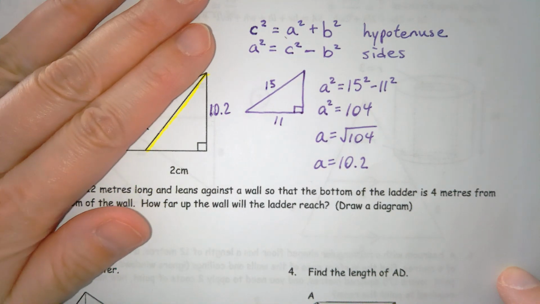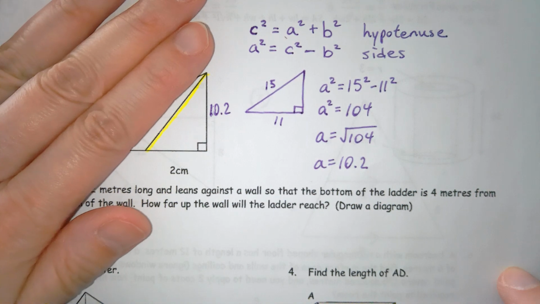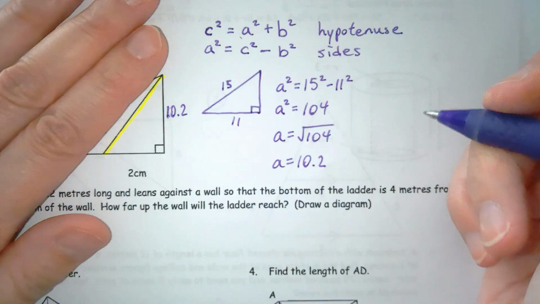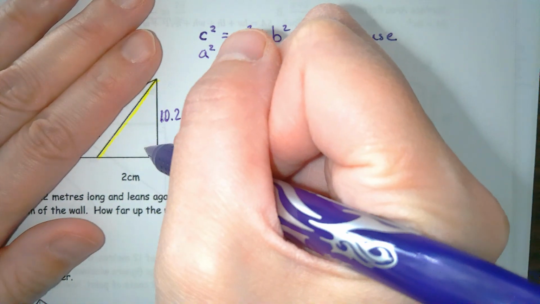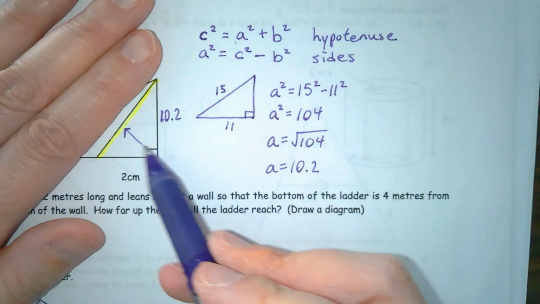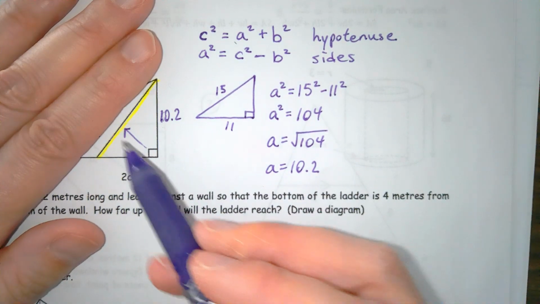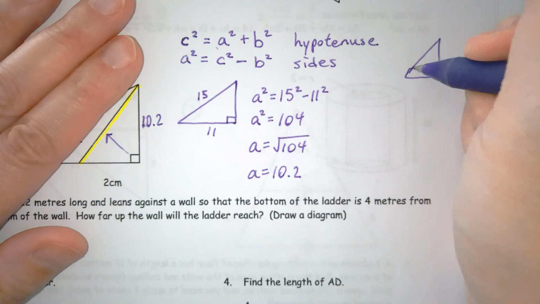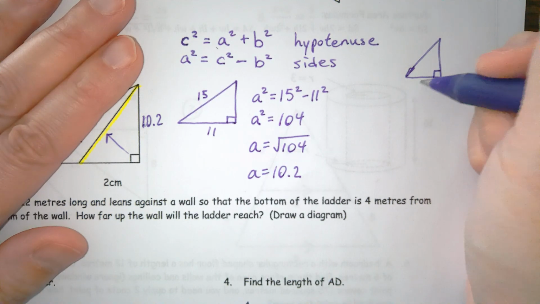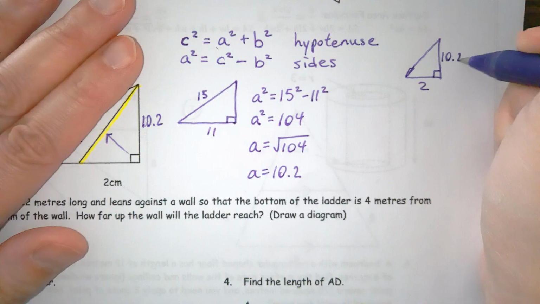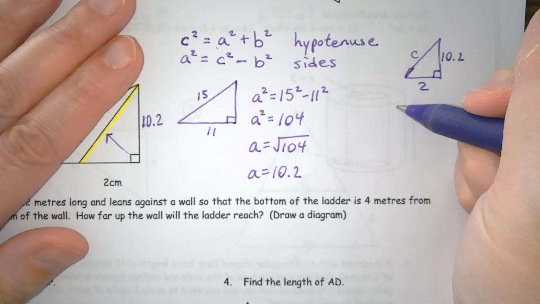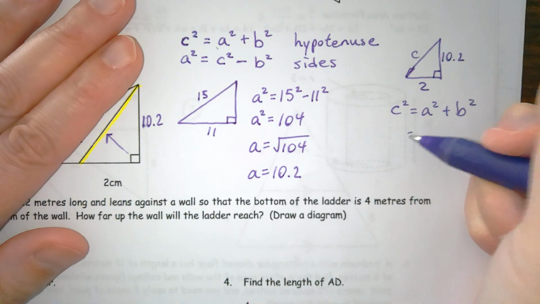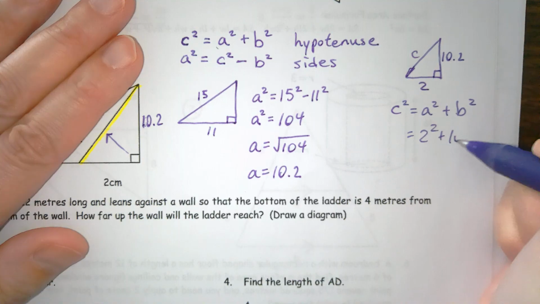Right. So now I'm going to look at this smaller triangle. I have this length, I have this length. I'm looking for the hypotenuse now. And how do I know it's the hypotenuse? Right, it's right across from that right angle, so that's how I know I'm looking for the c. So this is 2, this is 10.2. I'm looking for c right here. So c squared equals a squared plus b squared. So 2 squared plus 10.2 squared.